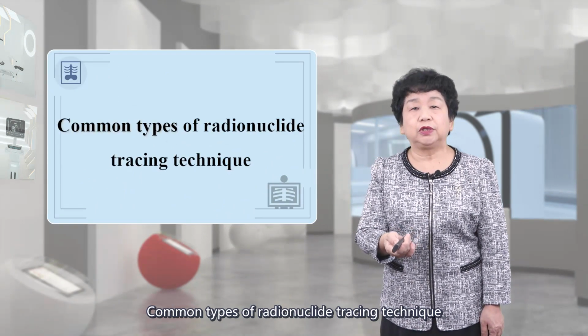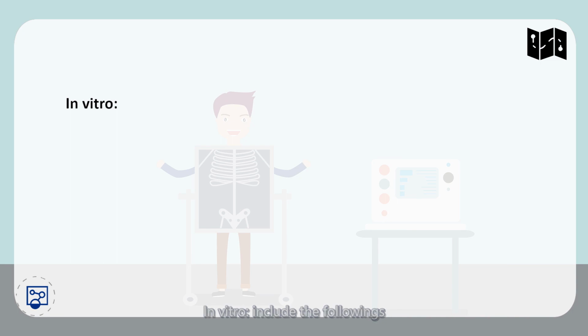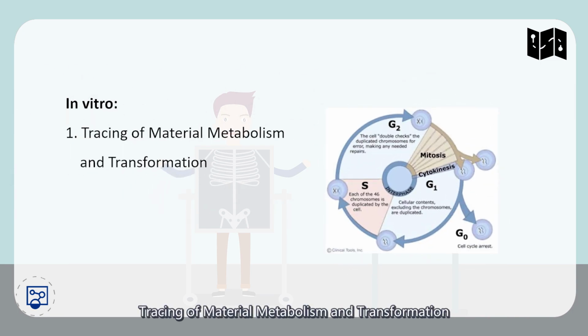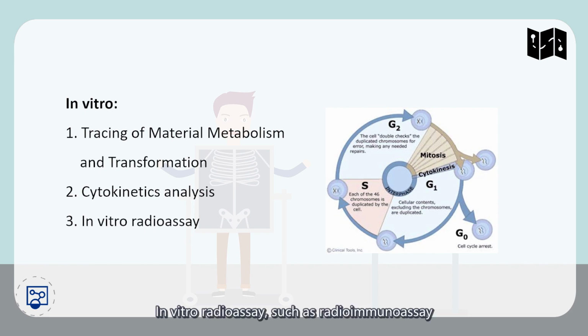Common types of radionuclide tracing technique in vivo include the following. First, tracing the material, metabolism, and transformation. Second, cytokinetic analysis. Example, cell cycle measurement. From G phase to M phase to S phase, so different phases. The third is in vitro radioassay, such as radioimmunoassay.